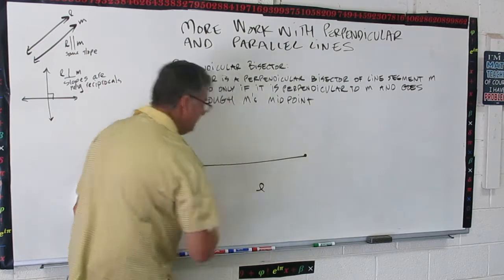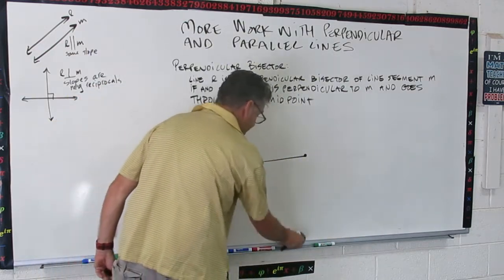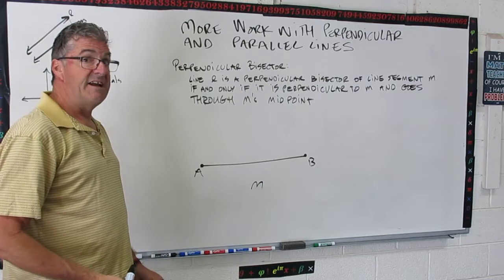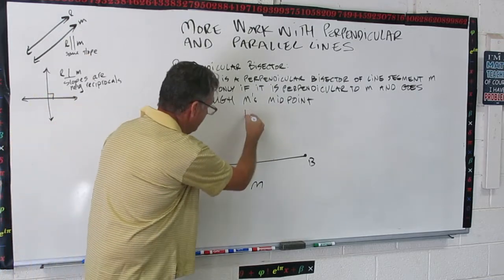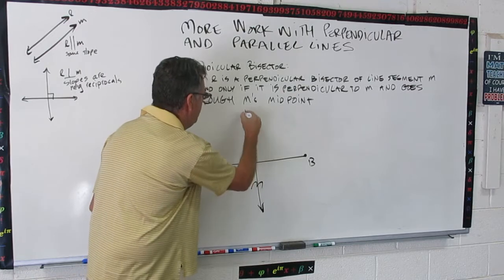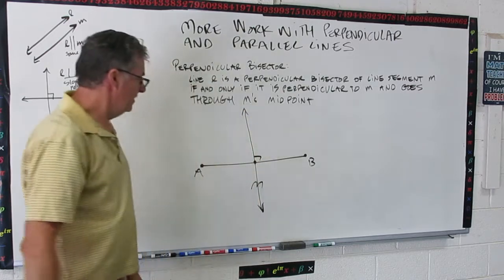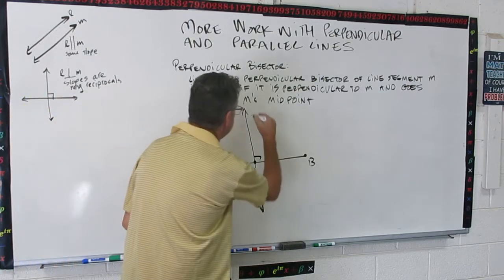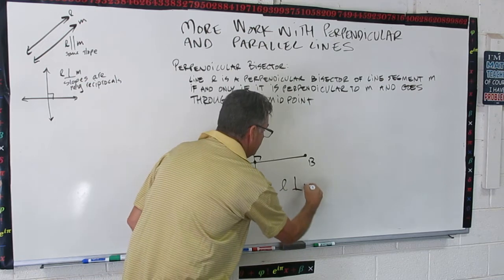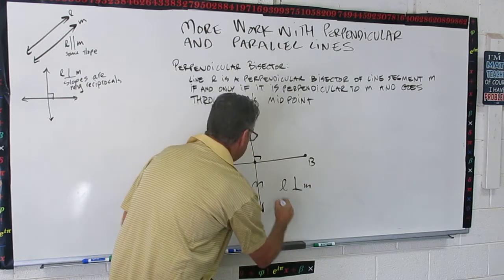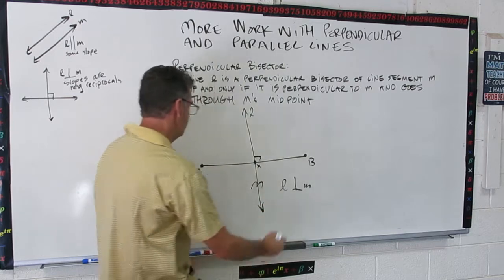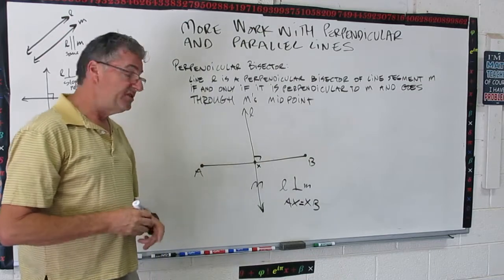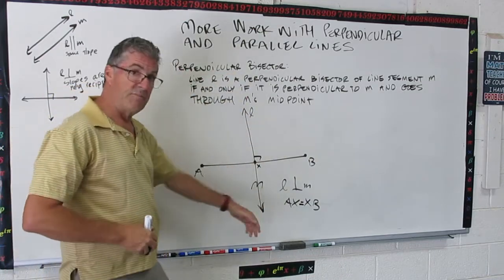So here's segment M. Whoops, I wrote L. That's just weird. And it's got endpoints A, B. Line L is going to be a perpendicular bisector if it goes right through the midpoint and is perpendicular. So there's 2 conditions that need to be met. This is L. L perpendicular to M, and let's call this one X for the midpoint. AX equals XB. So those are the 2 conditions that need to be met for a line to be the perpendicular bisector of a segment.